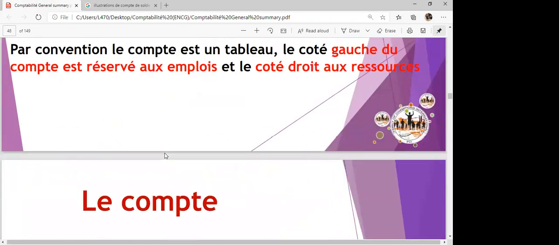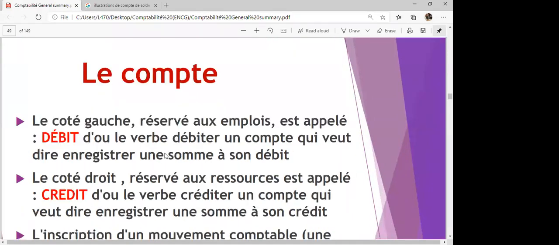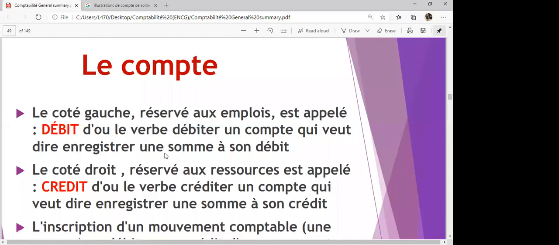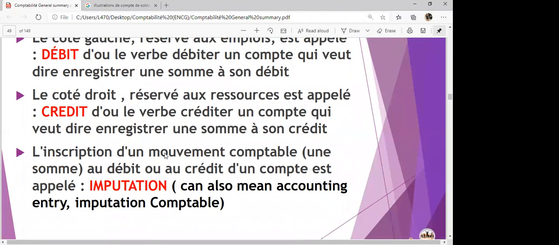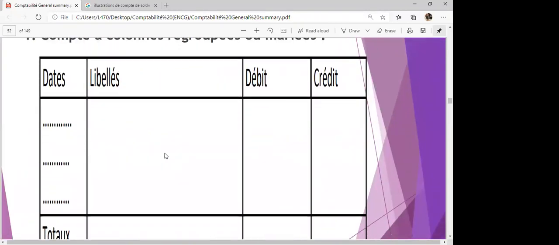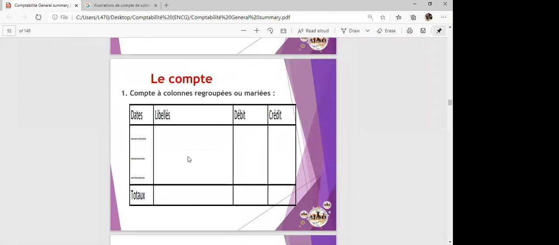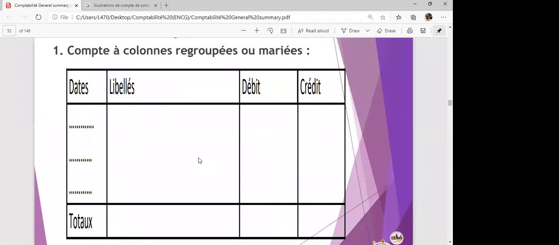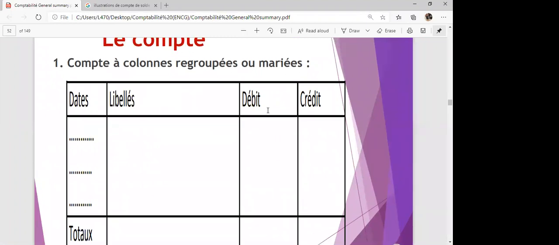Then we have types of comptes. But first, before I get to that, I have to explain this. The left side is always reserved for the debit side, and the right side is always reserved for the credit side. An illustration of this is this. The left side, which is here, is the debit, and the right side is the credit side of the transaction.